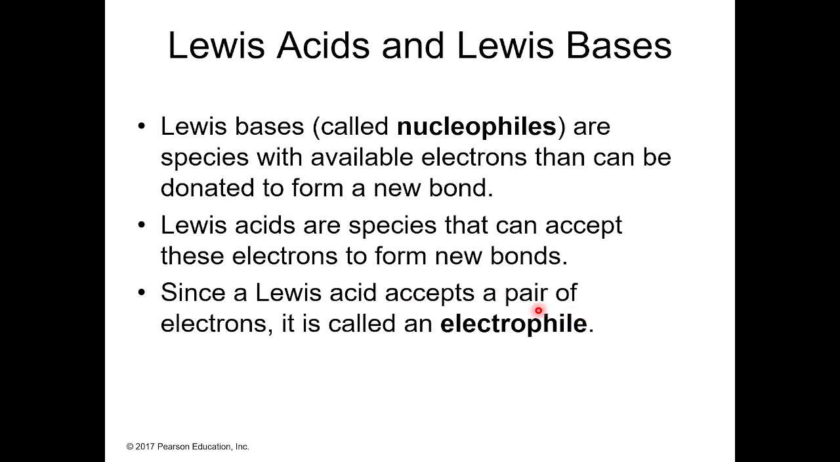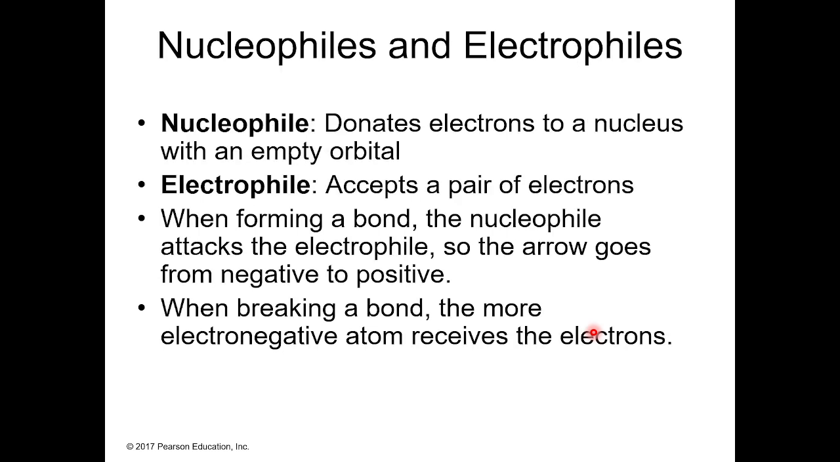Okay. Note again, this means typically you have a free orbital of some sort, and more often than not, you're going to have some sort of positive charge, or you would have a very high electronegativity. Okay? Typically, positive charge is more common. All right. So again, nucleophile donates electrons to a nucleus with an empty orbital. Electrophile accepts a pair of electrons.